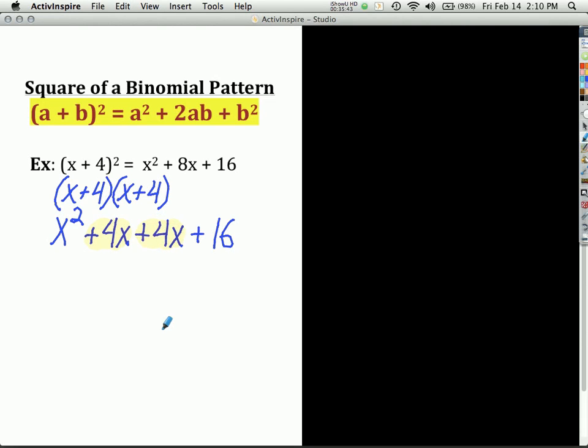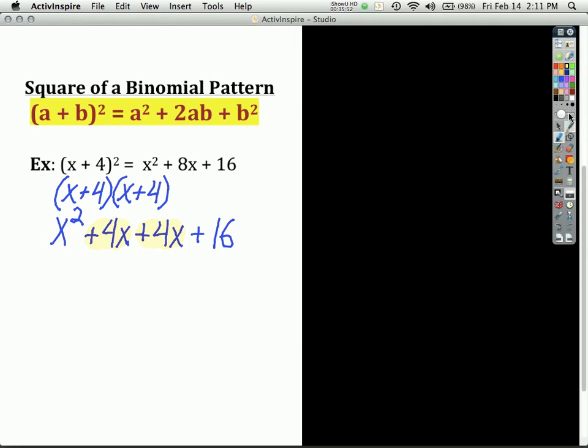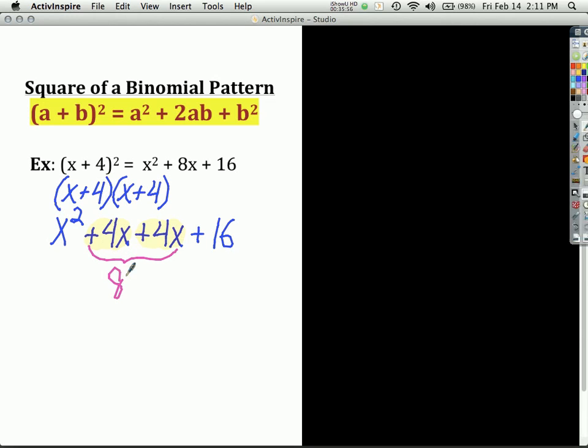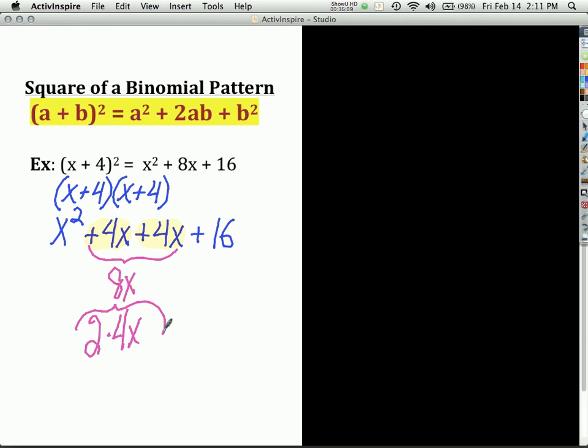So what's 4x plus 4x? Ania? 8x. Another way to get that is by taking the 4x and multiplying it times 2. 2 times 4x is also 8x.